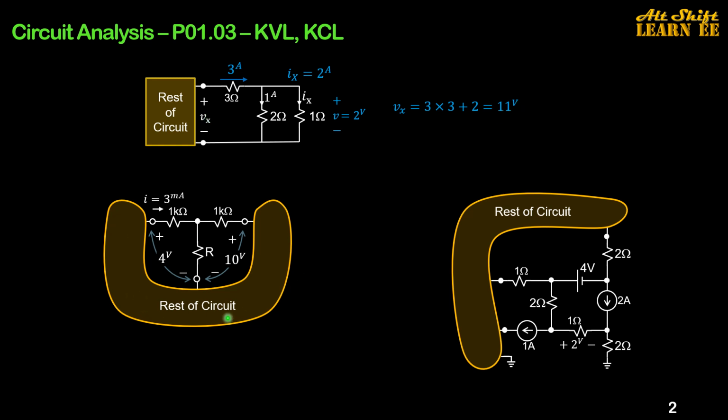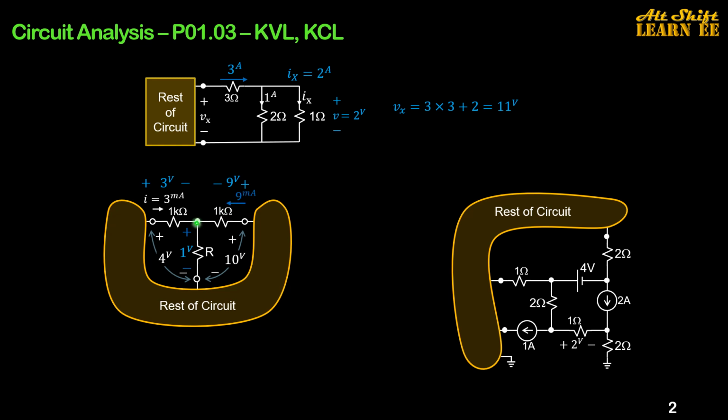For the second circuit, we know that the current passing through this 1 kilo ohm resistance is 3 milliamp. Hence the voltage across it is 3 volt. Knowing that the voltage difference between this node and that node is 3 volt, the voltage across this resistance here is 1 volt. The voltage across this 1k ohm resistance will be 9 volt, so the current passing through this would be 9 milliamp.